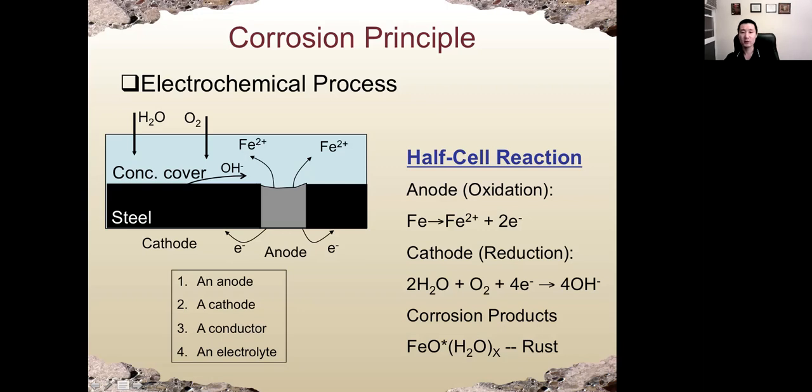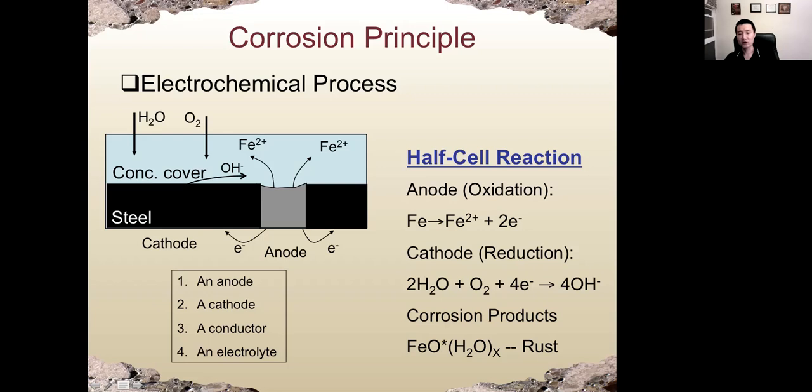In the anode area, steel, Fe, will lose 2 electrons and become Fe2+. This is the oxidation process. The other part of the steel will serve as the cathode. In the cathode area, we have water and oxygen, both coming from the environment, plus 2 electrons. These electrons come from the anode area, and travel from the anode to the cathode area.